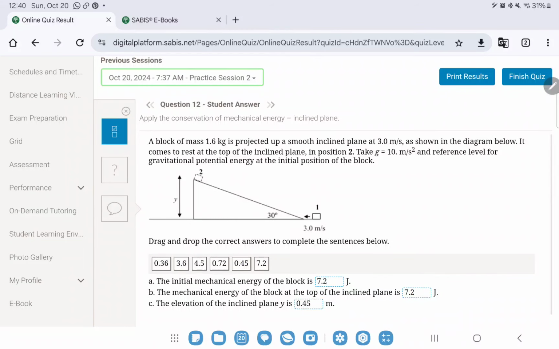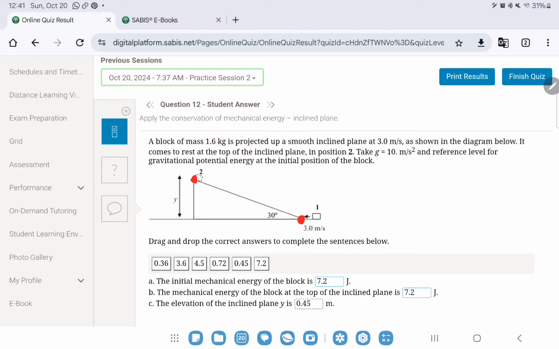Okay, so in this question they're telling you that you have a block of mass 1.6 kg projected up a smooth inclined plane at 3 meters per second. It comes to rest at the top, so the kinetic energy there is 0. At position 2, you take the reference level of gravitational potential energy here. If this is your reference level, then here GPE is 0.